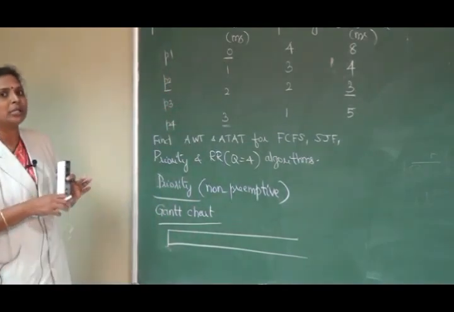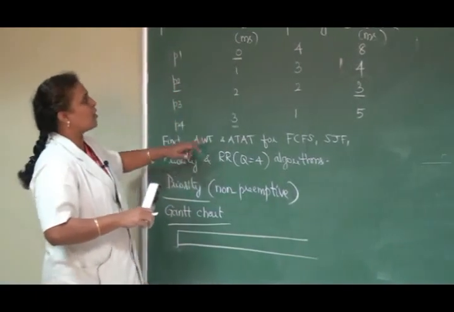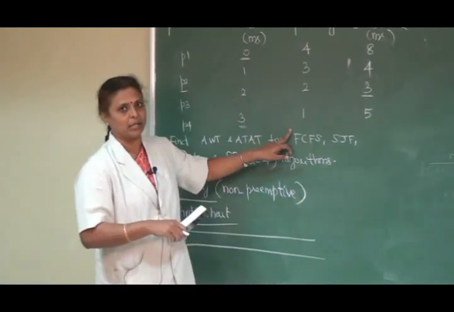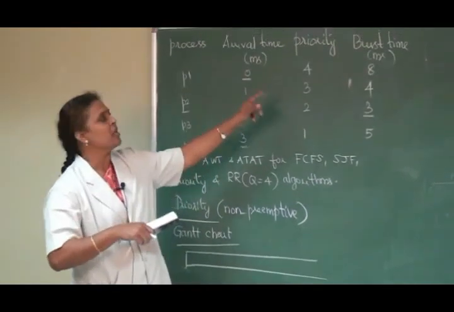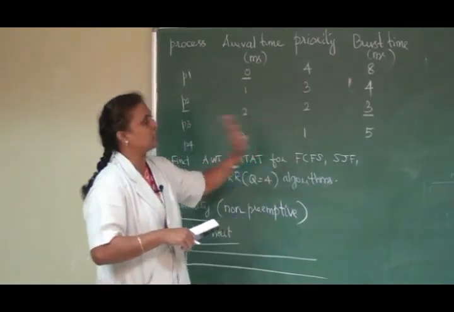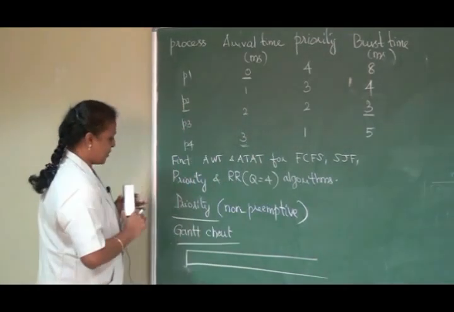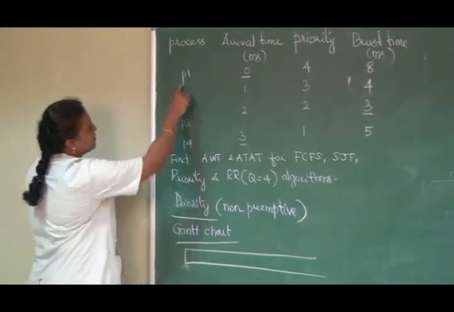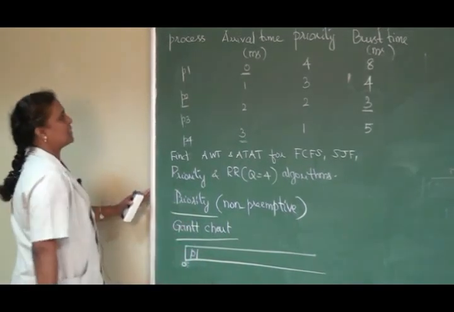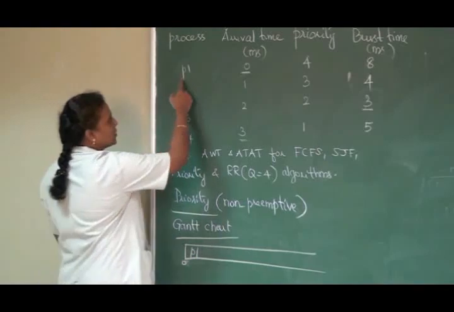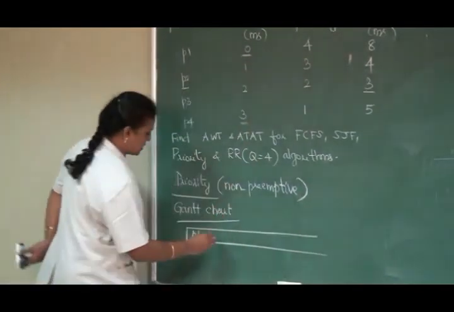And here the important thing is, for other algorithms, we should not consider that priority. For priority scheduling only, if priority is given in the problem, we have to take the priority assigned to each and every process. So P1 is getting the CPU in the 0th millisecond, and it is non-preemptive. So this can be executed for 8 milliseconds.